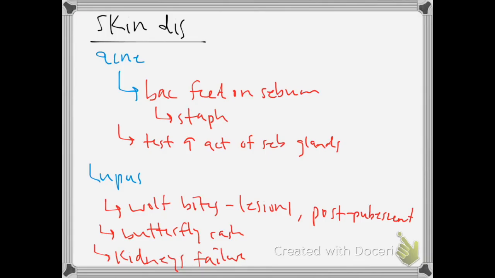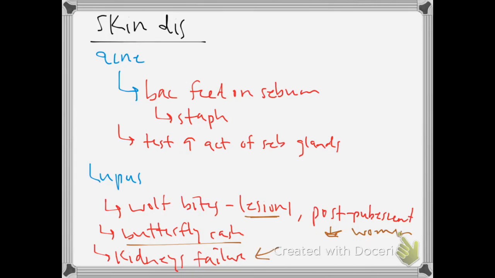Next is lupus. Lupus has a few different things. We have these lesions that look like wolf bites, that's something that's common. We have other common things like butterfly rashes, that's the rash across the bridge of your nose. This is most common in post-pubescent women, really around when you're getting close to menopause. So yeah, a post-pubescent woman is the most common for lupus.